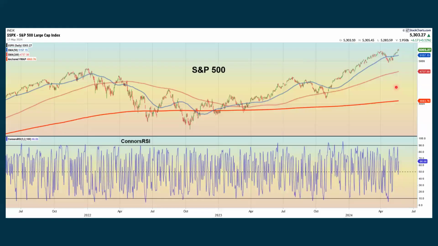We have the Connors RSI, which is another momentum oscillator, but it's really spastic on a day in and day out basis. When I really focus on this is when we get an extreme positive or negative reading, and we're not getting that right now, so I haven't been including this chart.